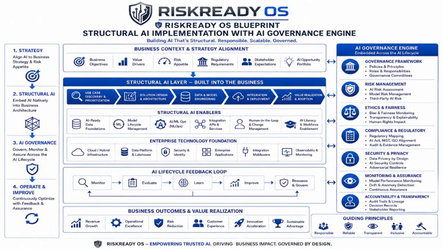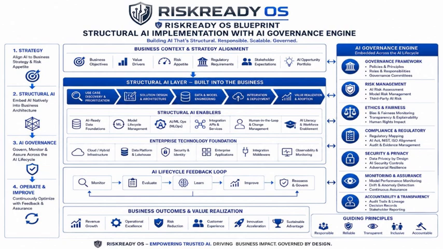This is the Riskready OS implementation model. The system begins with the business itself, its operations, structure, documentation, leadership, capital position, and risk profile. Then the structural artificial intelligence layer evaluates that information through organized intelligence engines. These engines are not operating loosely. They are governed by an artificial intelligence governance engine that guides responsible, transparent, compliant, and accountable artificial intelligence use.